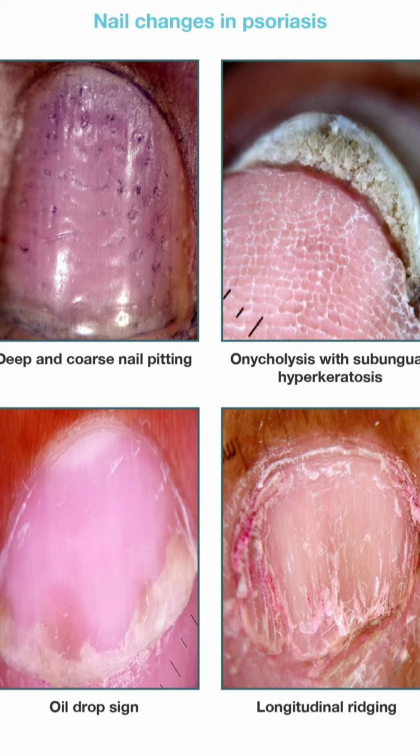So next come the nail changes in psoriasis. First is deep and coarse nail pitting. It is the most frequent sign, also called the most common sign. Then comes the oil drop sign, which is also called the salmon patch, and it is a highly specific pathognomonic sign. Then onycholysis can also be seen, and longitudinal ridging can also be seen.